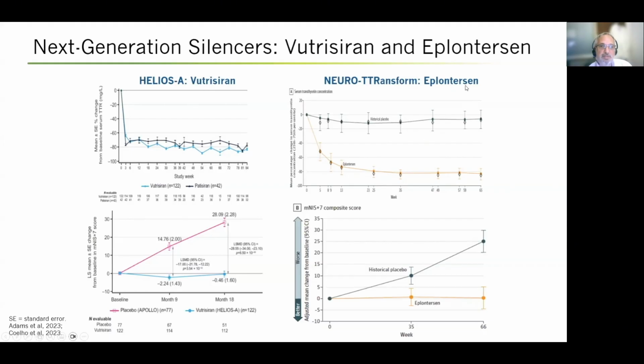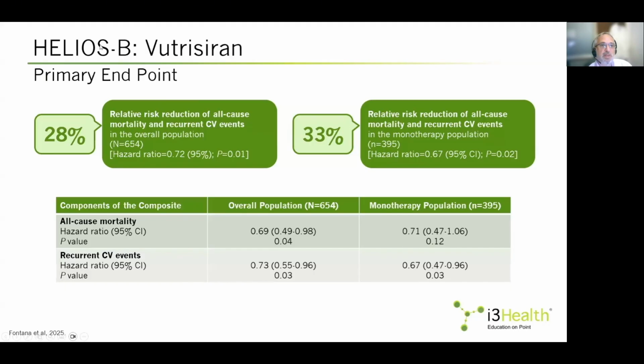And this is the eplontersen data in the NEURO-TTRansform trial, again lowering TTR levels, and again, compared to historical placebo-controlled patients who had worsening of disease, stabilization of the neuropathy. Both of these agents are on the market and approved for variant disease and polyneuropathy. But subsequently, we tested vutrisiran not only in neuropathy patients, but in cardiomyopathy patients. And these are data that was recently published by Marianna Fontana in the New England Journal last year. Very impressive 28% risk reduction of all-cause mortality and CV hospitalizations in patients assigned to receive vutrisiran.